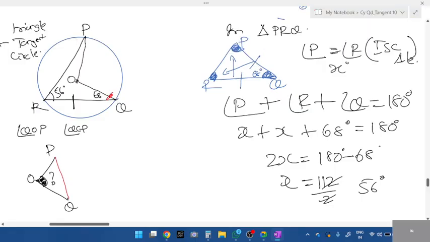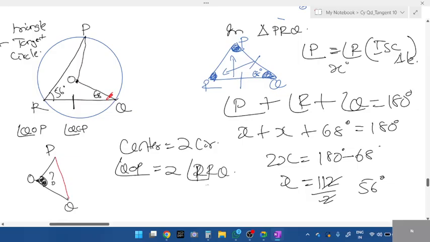Where is QOP formed? Is it at center? Circumference. What is the angle formed? QOP is equals to 2 times. Which is the circumference angle? PRQ. So what is QOP, students? QOP is equals to 2 into... that is 112 degree. This is 112 degree.